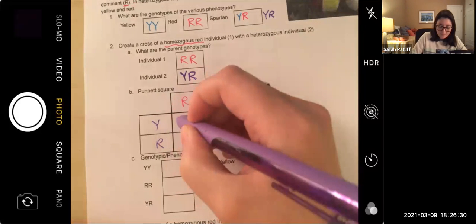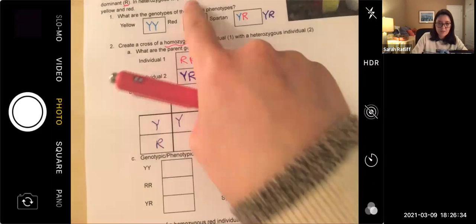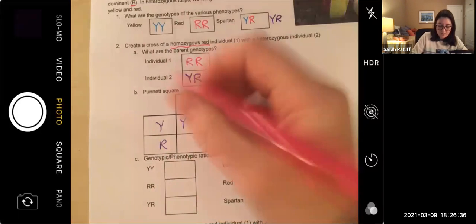Y from individual 2. Why do we put Y first? Because that was the one that was given to us first up here. And then R from individual 1. Y from individual 2. R from individual 1.